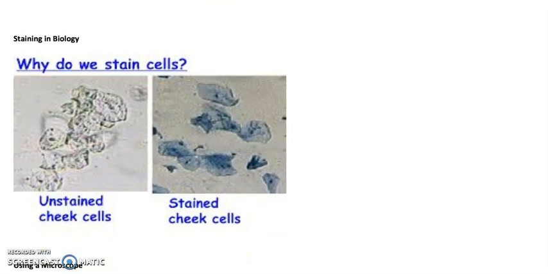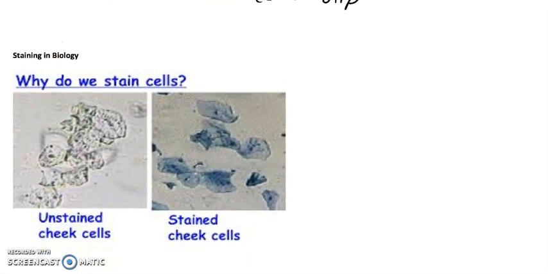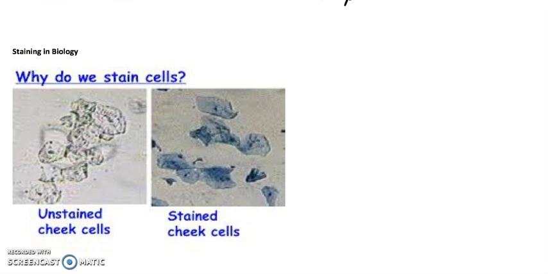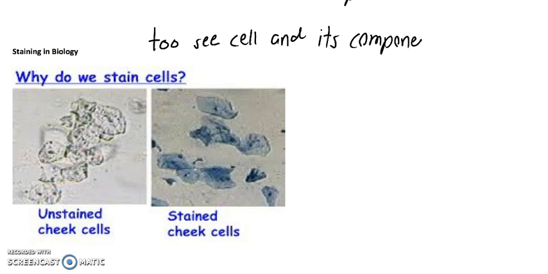But that's it. So the first thing we're going to be looking at are our cheek cells, but it might be hard to see because they're transparent. To help us see things, we stain cells. So that is why we stain things, to see the cell and its components, things that are inside the cell.